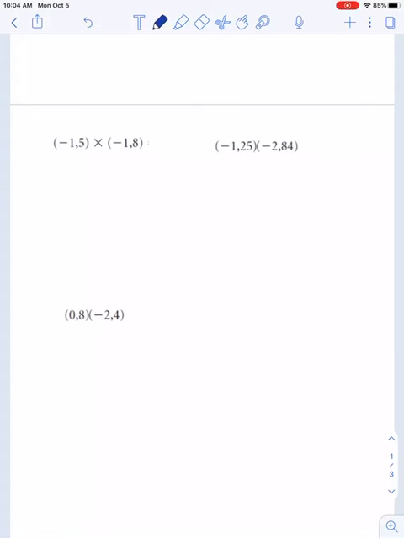Same thing applies with decimals. So if I have negative 1.5 times negative 1.8, I know it gives me positive 2.7. Negative 1.25 times negative 2.84, 2 negatives gives me a positive 3.55. If I have 0.8 times negative 2.4, a positive and a negative, I know it gives me a negative 1.92.